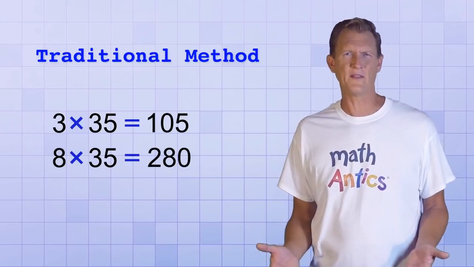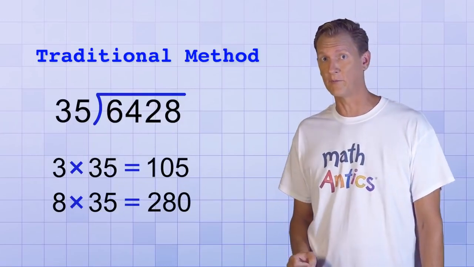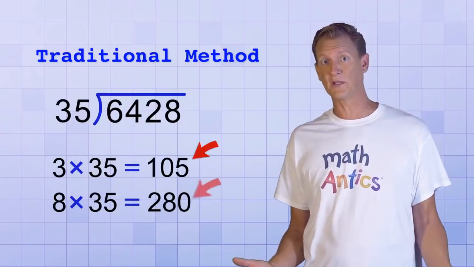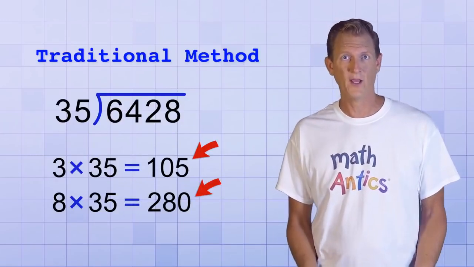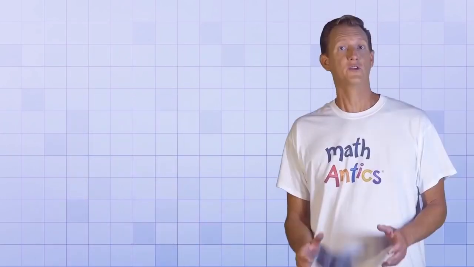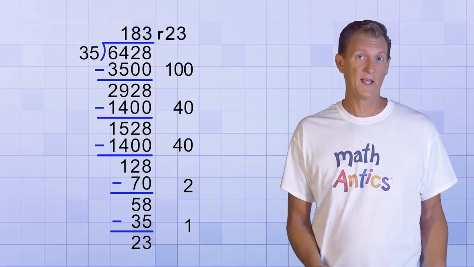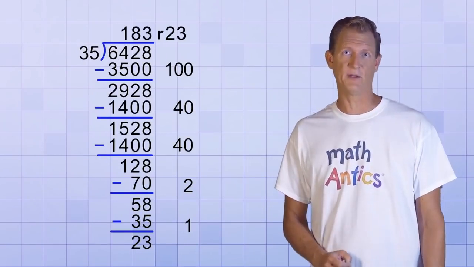Sure, those wouldn't have been that hard to calculate, but it was very hard to tell at the beginning of the problem that those were the exact set of multiplication facts that we needed to know. We probably would have had to do a lot of trial and error to figure that out. So even though the partial quotients method usually involves more steps, it also offers you a lot of flexibility.